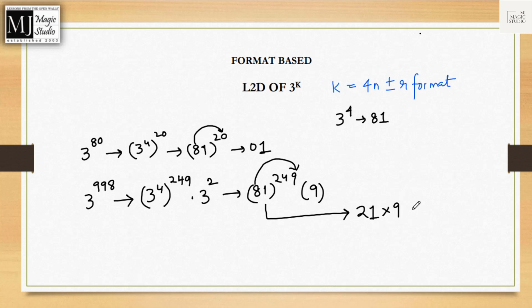Now 21 into 9 will give us what? 9 into 1 is 9. 9 into 2 is 18, that is 8. So last two digits of 3 to the power 998 is nothing but 89.